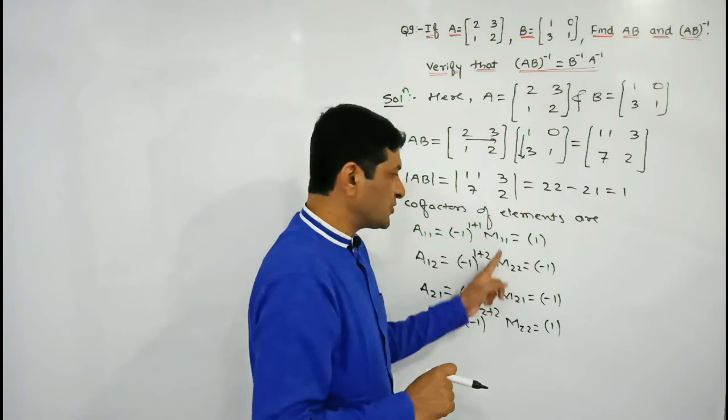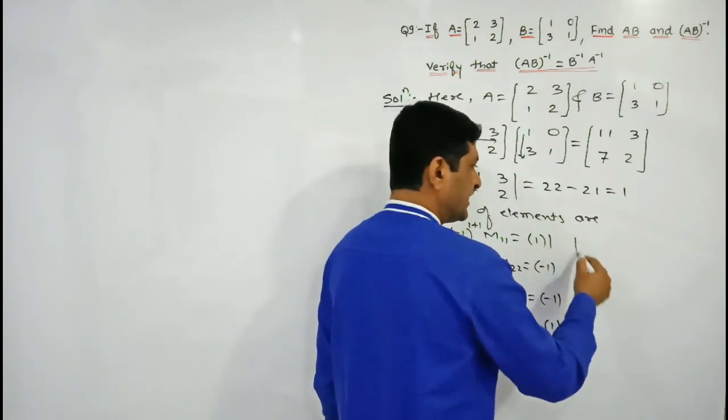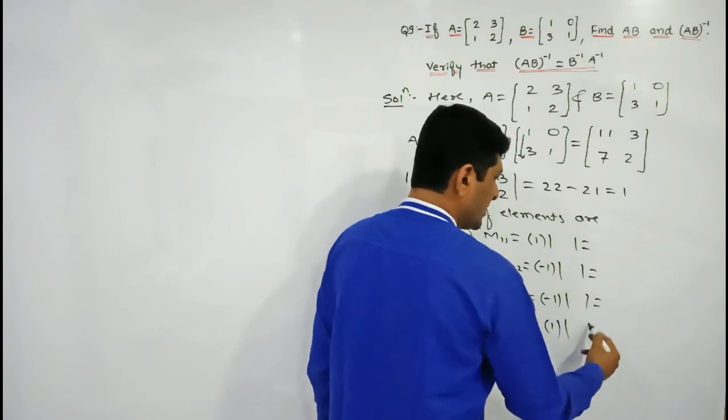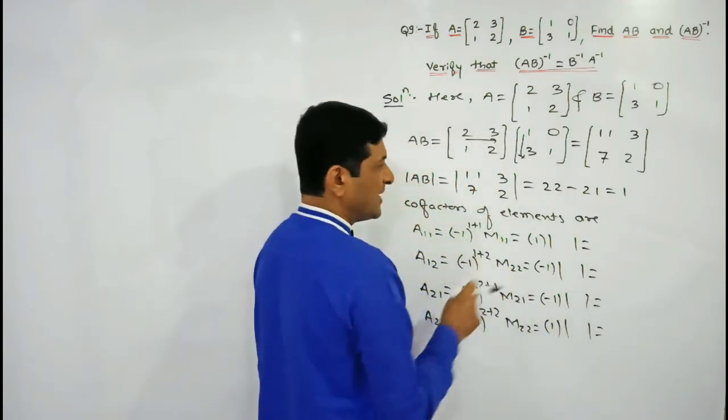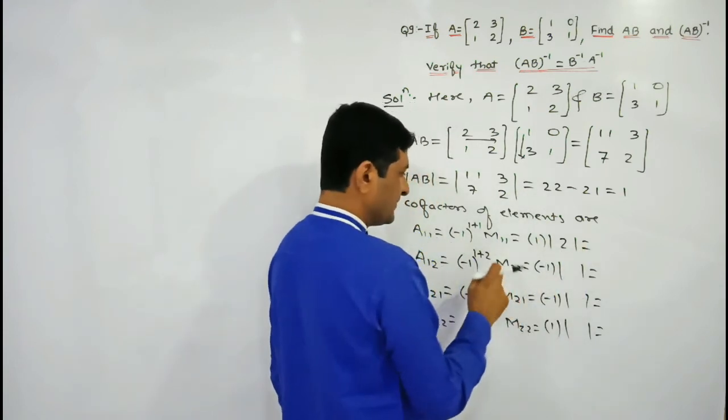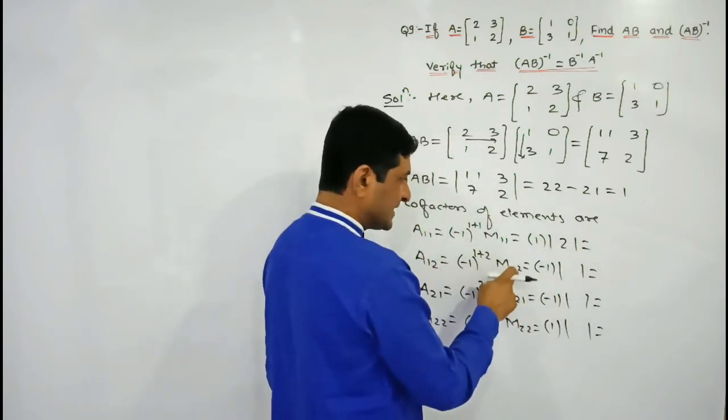Now the remaining part is to find the minor. Minor is nothing but a determinant, and to obtain the elements of the determinant, we have to delete the elements of the first row and first column. Delete the first row and first column, what will we get? 2. Now delete the first row and second column.